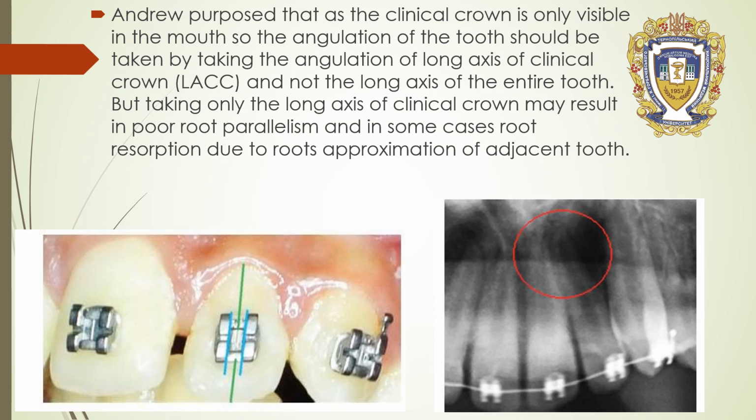Andrews proposed that as the clinical crown is only visible in the mouth, the angulation of the tooth should be taken by taking the angulation of the long axis of clinical crown, abbreviation LACC, and not the long axis of the entire tooth. But taking only the long axis of clinical crown may result in poor root parallelism, and in some cases root resorption due to root approximation of adjacent tooth.